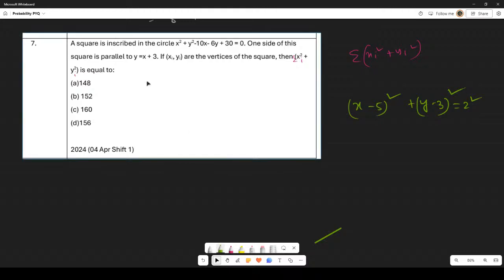Square inscribed in this circle, one side parallel to this. This is a condition given. xi, yi are vertices of the square, then find sigma xi square plus yi square. If this is the square, then this is x1, y1, and so on up to x4, y4. You have to find x1 square, x2 square, x3 square, x4 square, plus y1 square, y2 square, y3 square, y4 square, the sum. How to?